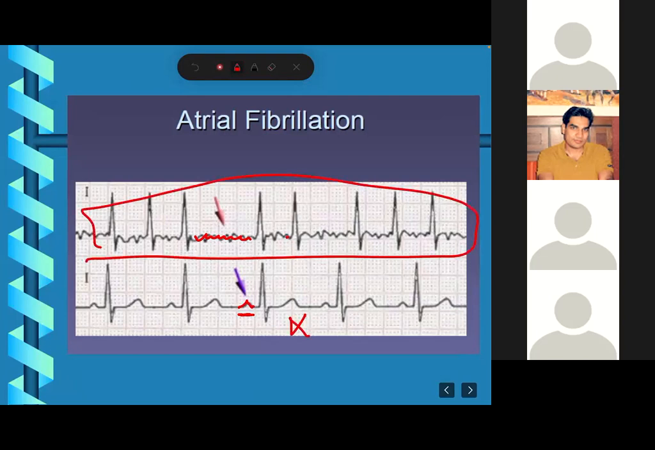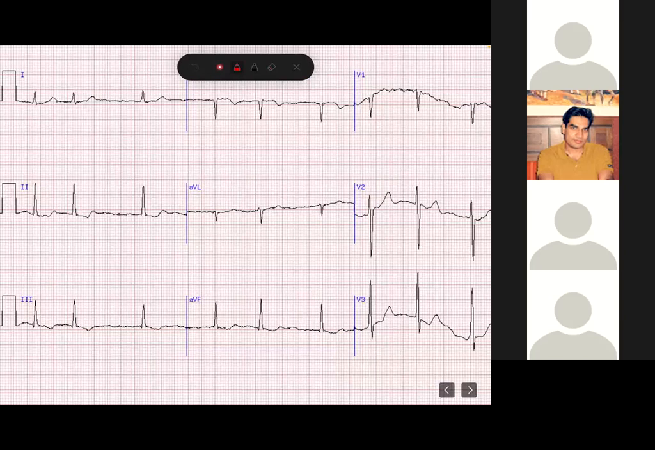And the other finding is that the RR interval is irregular, irregularly irregular. There is no fixed pattern. Like this ECG, this is also an example of atrial fibrillation. The RR interval is irregular, and there is no discrete normal P wave.